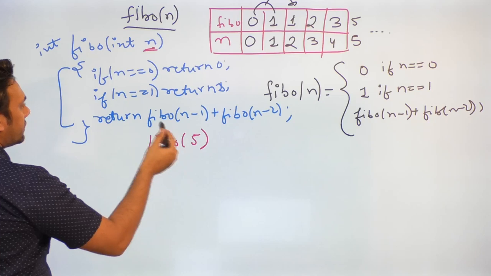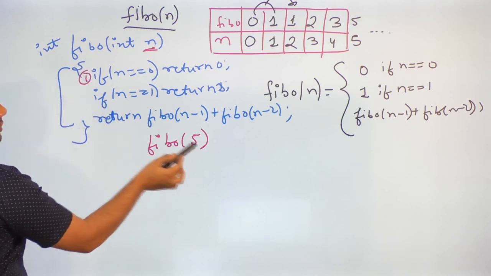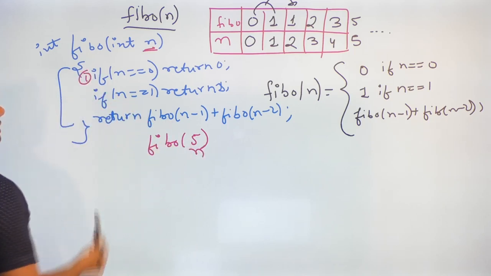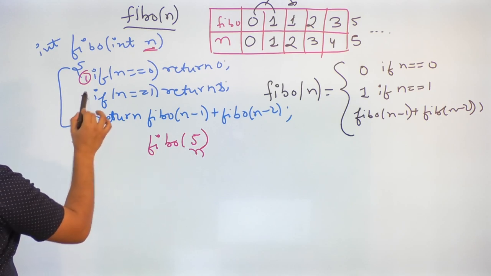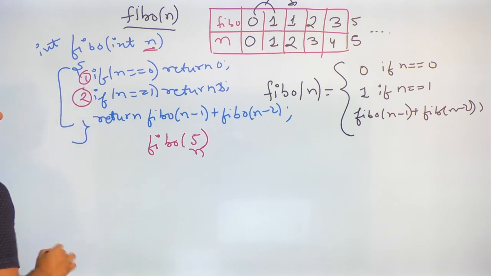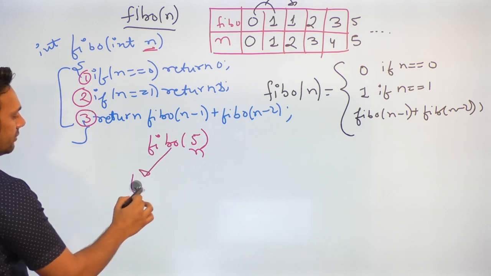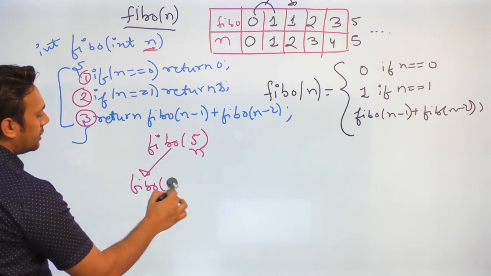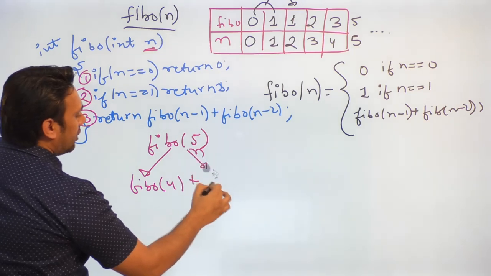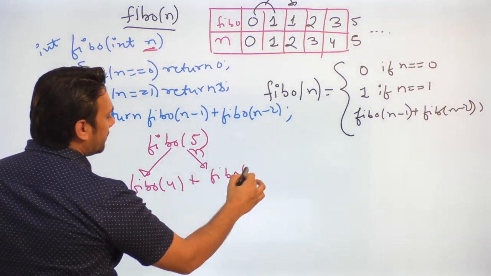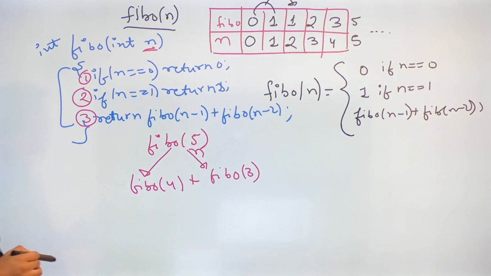Okay? So it will see whether the first condition is correct or not. If n is equal to 5, the first condition is false. If n is equal to 5, the second condition is also false. Then it will execute the third condition. That means it will try to find Fibonacci of 4 plus Fibonacci of 3. Ab ye Fibonacci of 4 plus Fibonacci of 3 ko find out karne ki koshish karega.